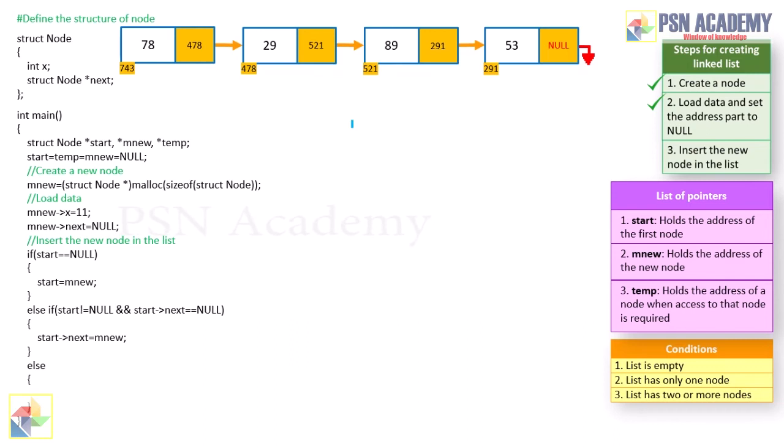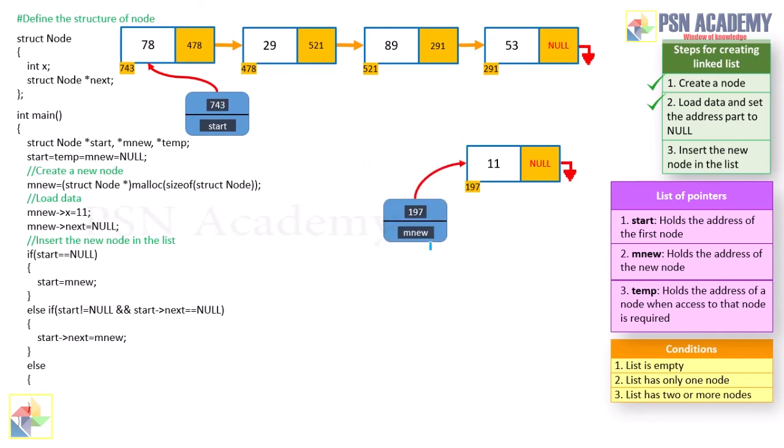Now we have the start pointer here, which is holding 743. We also have mnew here, which is holding 197. That is, this is the new node that is going to be inserted in the list, right? And we have this temp pointer here, which is null. Now temp will have a role here in this condition.